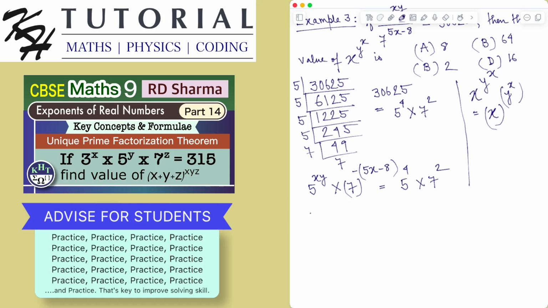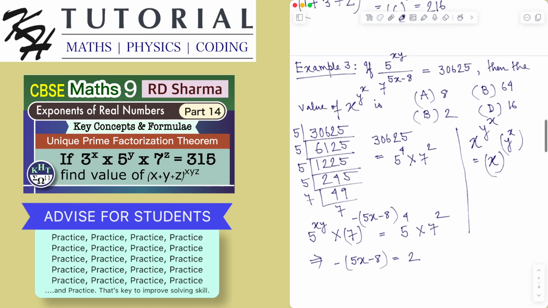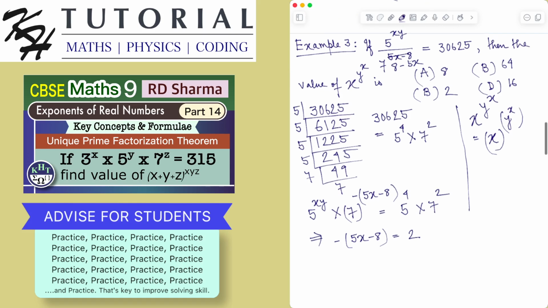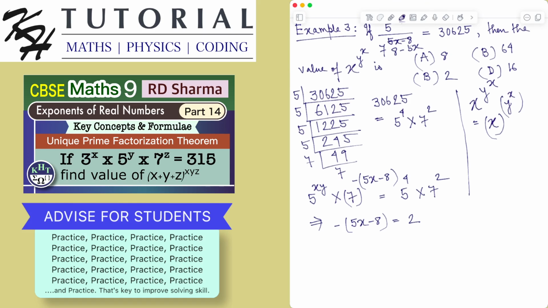So we can equate the powers of 5 on both sides as well as the powers of 7 on both sides. So equating the powers of 7 on both sides, we get minus 5x minus 8 is equal to 2. I think I made a mistake. I'm really sorry for this. In the denominator it will not be 5x minus 8, but it will be 8 minus 5x. I'm sorry for this. So 8 minus 5x.